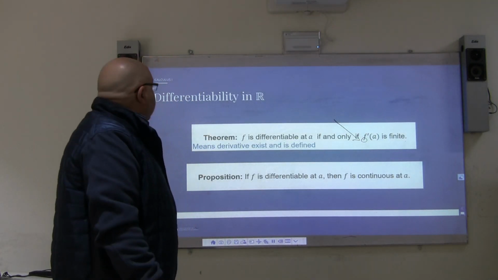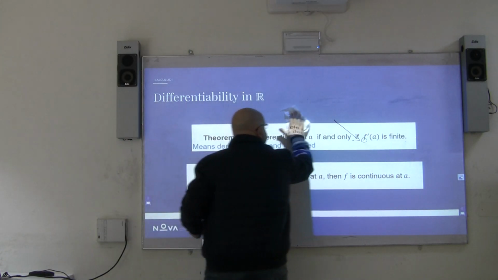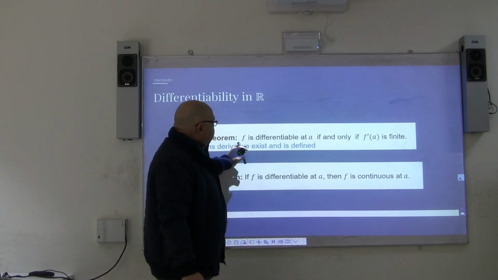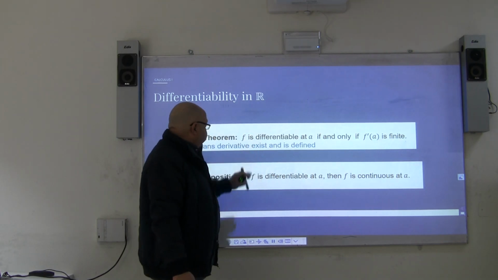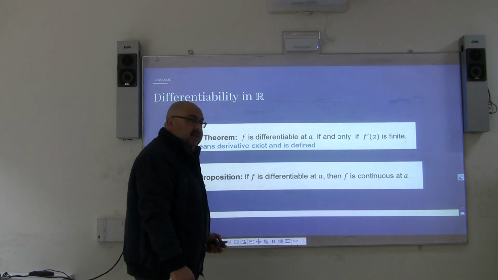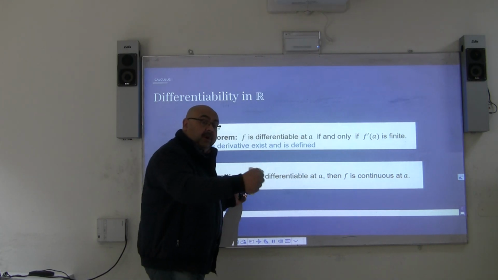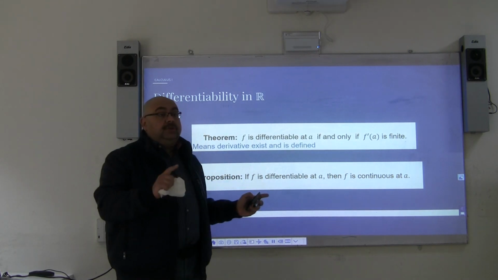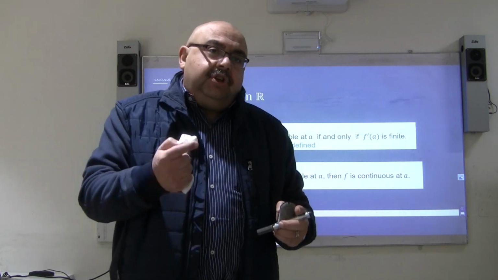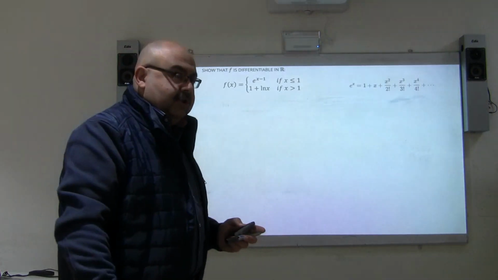Okay? Then, once more, f is differentiable if and only if f dash of a is finite, meaning the derivative exists and is defined. This is the definition of differentiability. Proposition: if f is differentiable at a, then f is continuous at a. That's a really very important result. So, if the function is differentiable, it is continuous. But remark that continuity is not a condition for differentiability. Do you follow what I'm saying? So, if the function is differentiable, it means it is continuous. But the converse is not true: if it is continuous, it is not necessarily differentiable.